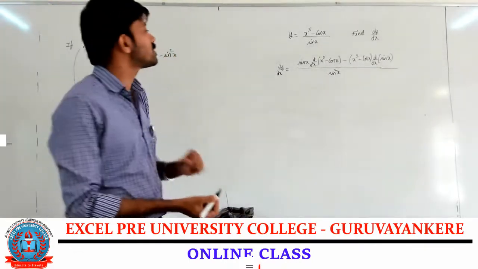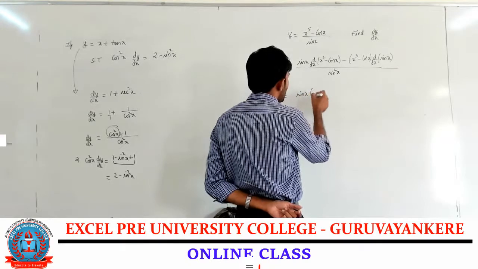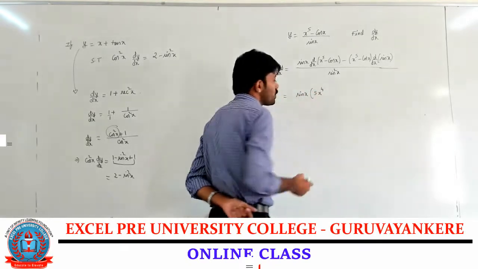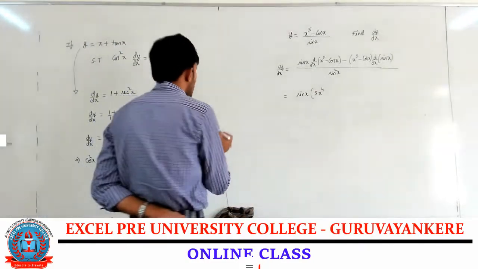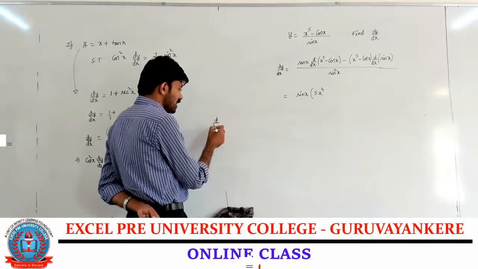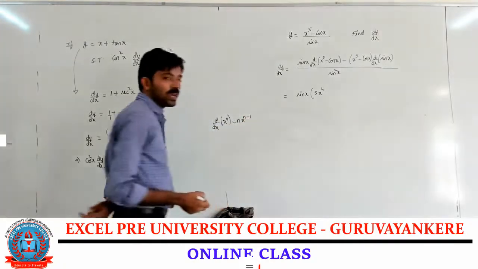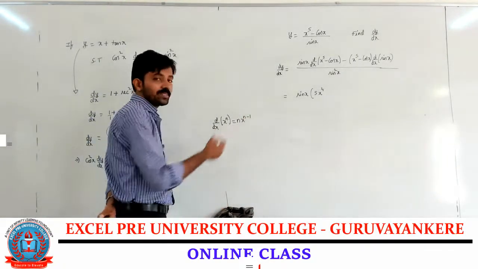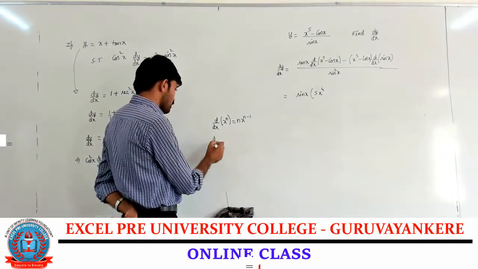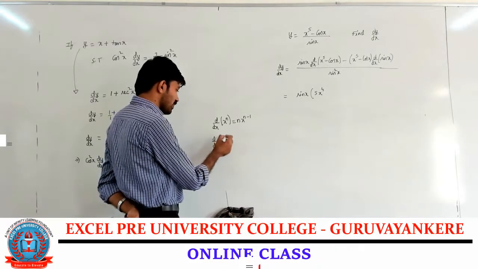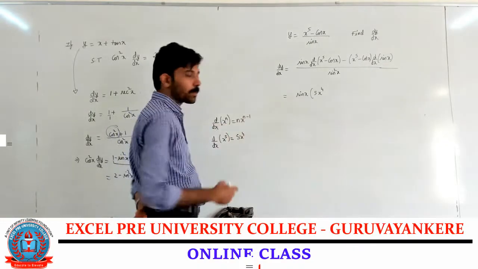What we get is sin x into the derivative of x power 5, which is 5x power 4. The derivative of x power n is n into x power n minus 1, right? Learn the formulas. Derivative formulas are very important. Even in second year we are going to study all these things, with more types of differentiation. The derivative of x power 5 is 5x power 4.